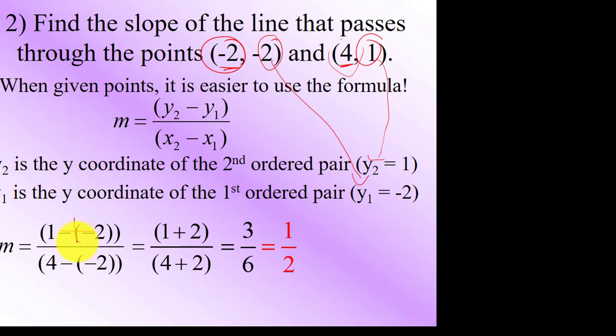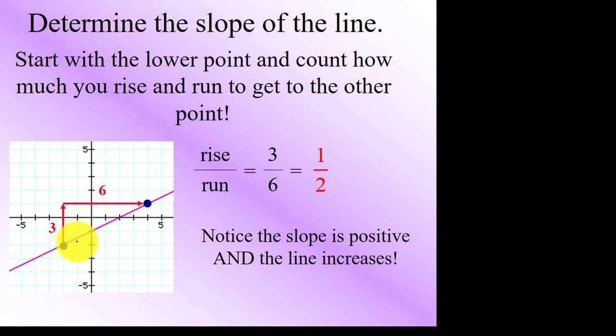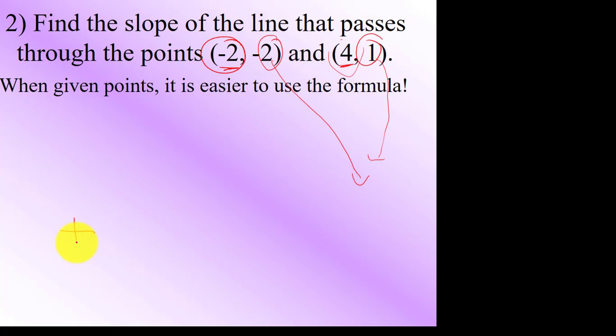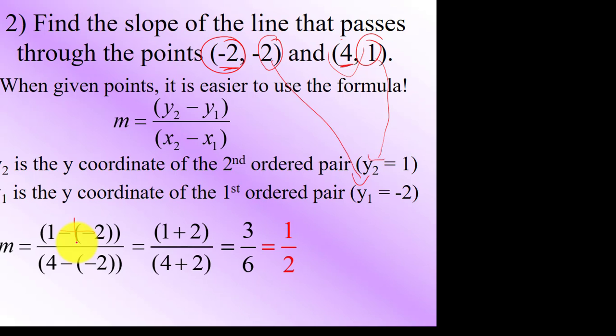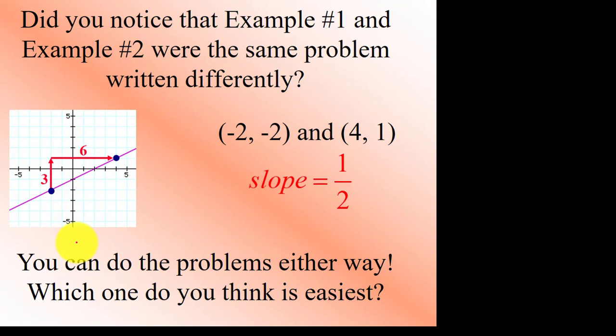You'll notice I got the same slope as I did on the last slide. And there's a reason for that. This was really the same problem, right? We're looking at this ordered pair, (4, 1), and we're looking at this ordered pair, (-2, -2). It was really the same problem. It's just that with one I had the graph to look at, and with the other I was using the ordered pairs. So then I used the formula to determine slope instead of counting squares on the graph. So we get the same answer for both. We really were doing the same problem, just two different ways.